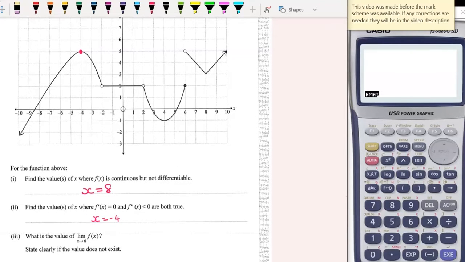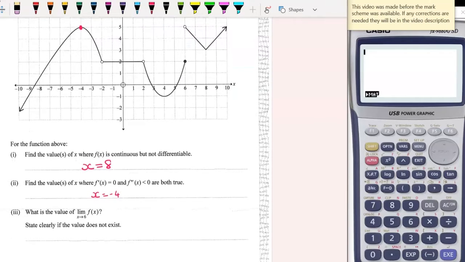Now the limit of this function as we approach 6: we look at what's happening if we go towards 6 on our graph from the right and the left, what's happening on the graph itself. So if we head towards that from the right, we're heading towards a value of 5. If we head towards it from the left, we're heading towards a value of 2. Those two things have to match for there to be a limit, so therefore the limit does not exist.